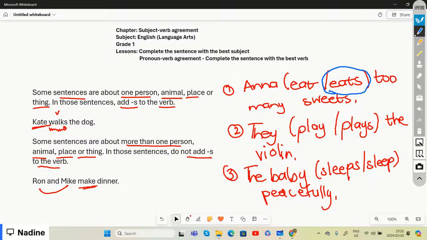All right. And if we were to choose the best option, we see that if more than one person does something, then our verb does not end with an S. So we can say they play the violin, not they plays the violin. They play the violin, because more than one person play. One person plays the violin.